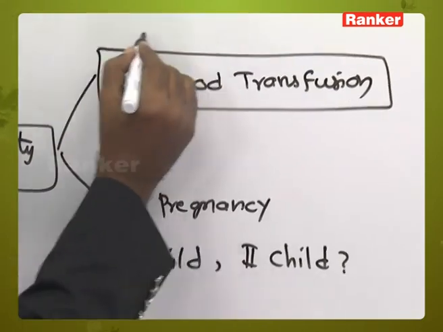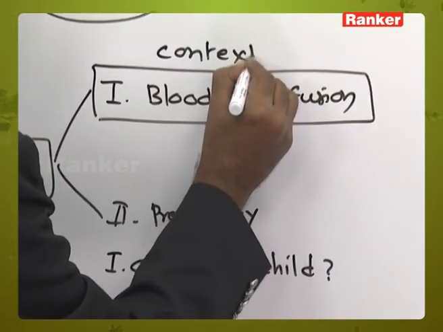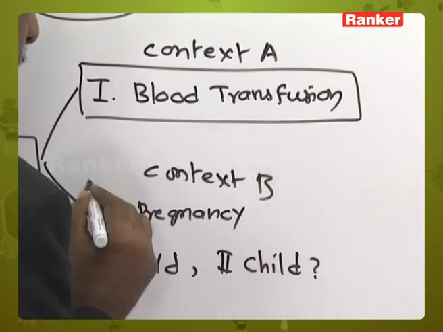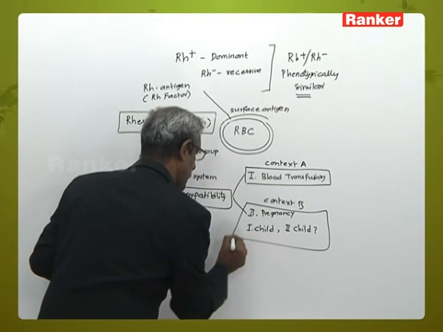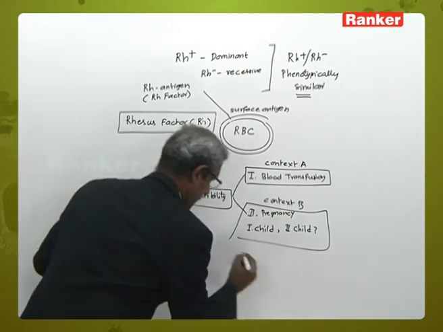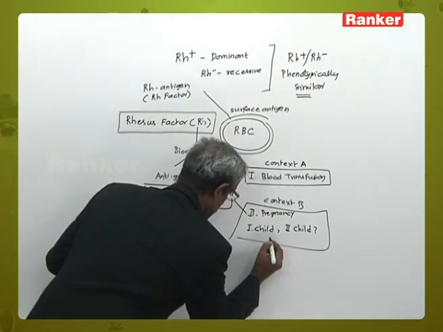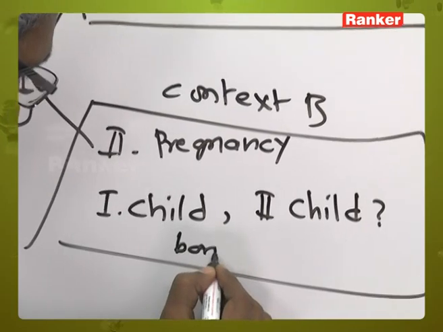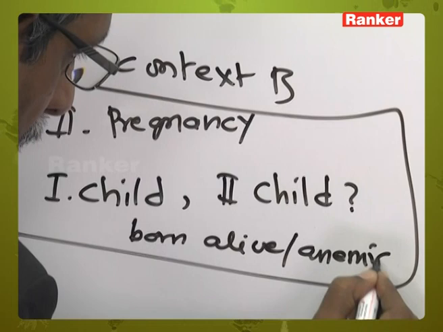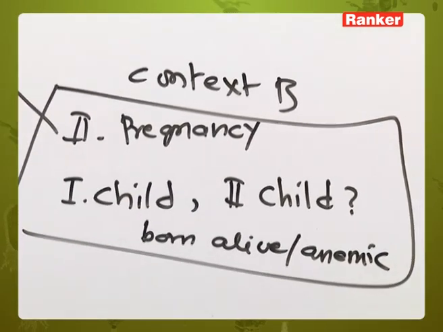Situation, context number 1, context A, and next is context B, wherein we want to know exactly what happens to Rh during pregnancy and how Rh affects the baby being born alive or with anemic conditions, of either the first child or the second child. The reason we are studying all the concepts together is that all the concepts are interrelated.